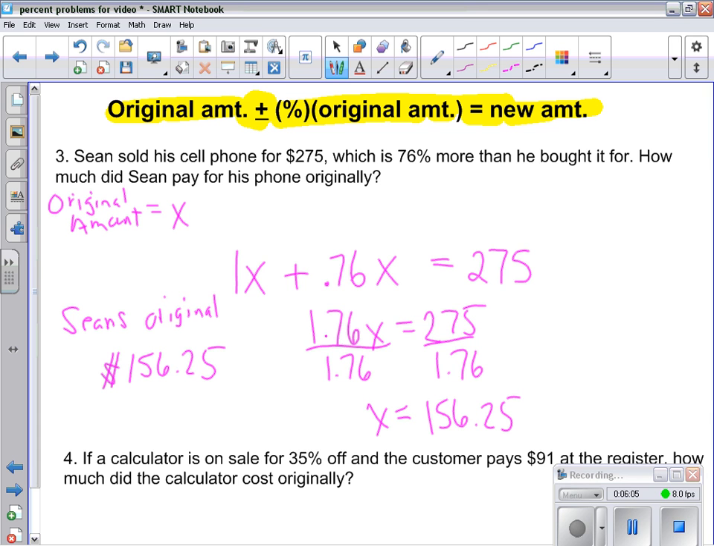$156.25. Now, what a lot of you are going to be tempted to do, and you can do this on your own, is take 76% of 275 and then subtract it, and you're going to find out it's not going to work. So if you go back through and check, if I go back to 156.25 and then take 76% of it and add it to 156.25, it will turn out to be $275. And again, if you don't do it this way, there's a good chance you're probably going to get it wrong. So we're just trying to head it off the path and make sure that you get some good data instead of making mistakes early on.